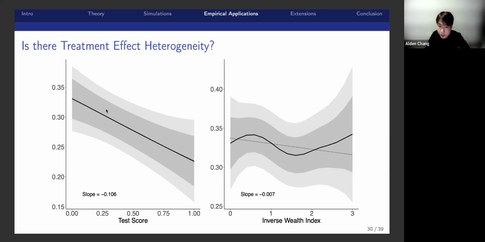So I guess the takeaway from this is that the MRD estimator allows us to estimate heterogeneous treatment effects. And this can allow us to answer economic questions that policymakers might be interested in. And the answers to these questions are not a priori obvious without conducting this exercise.